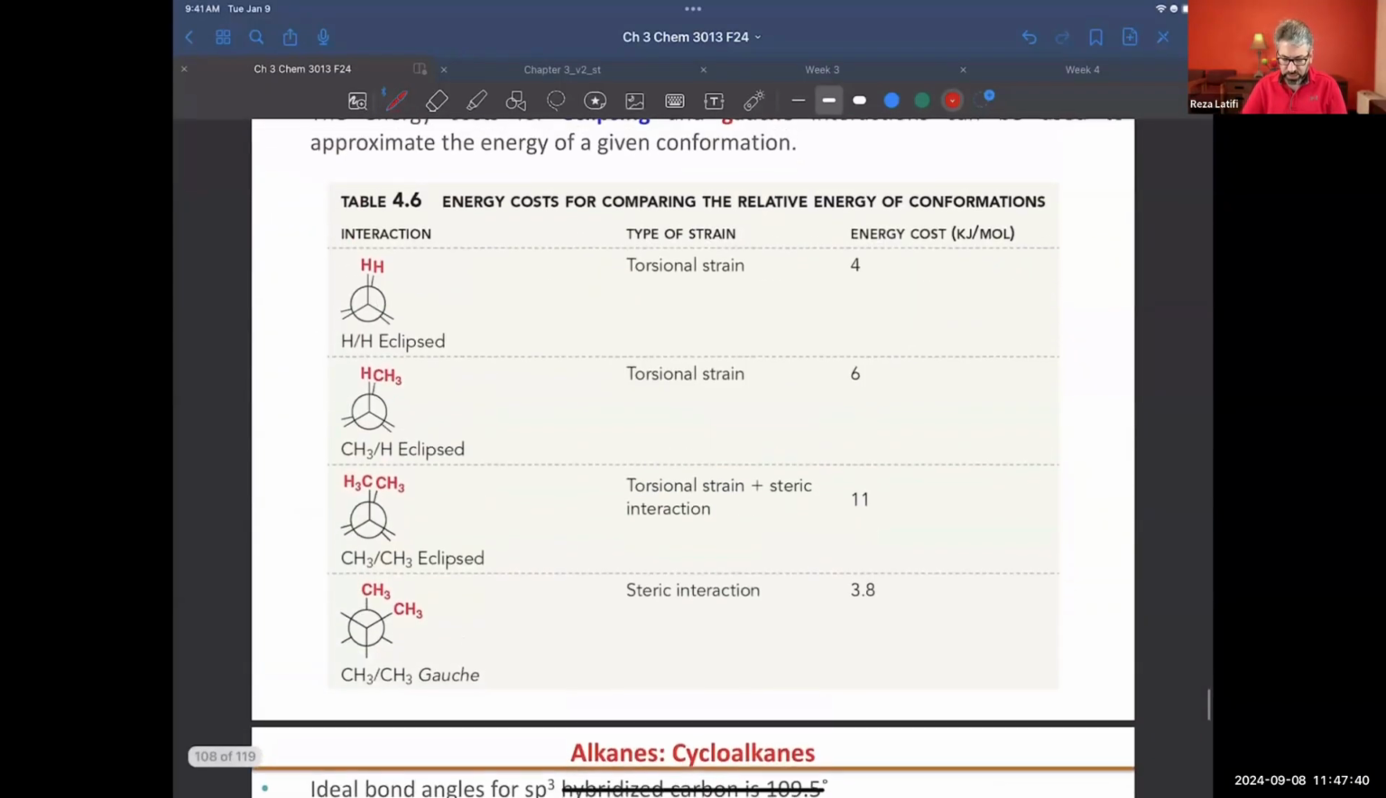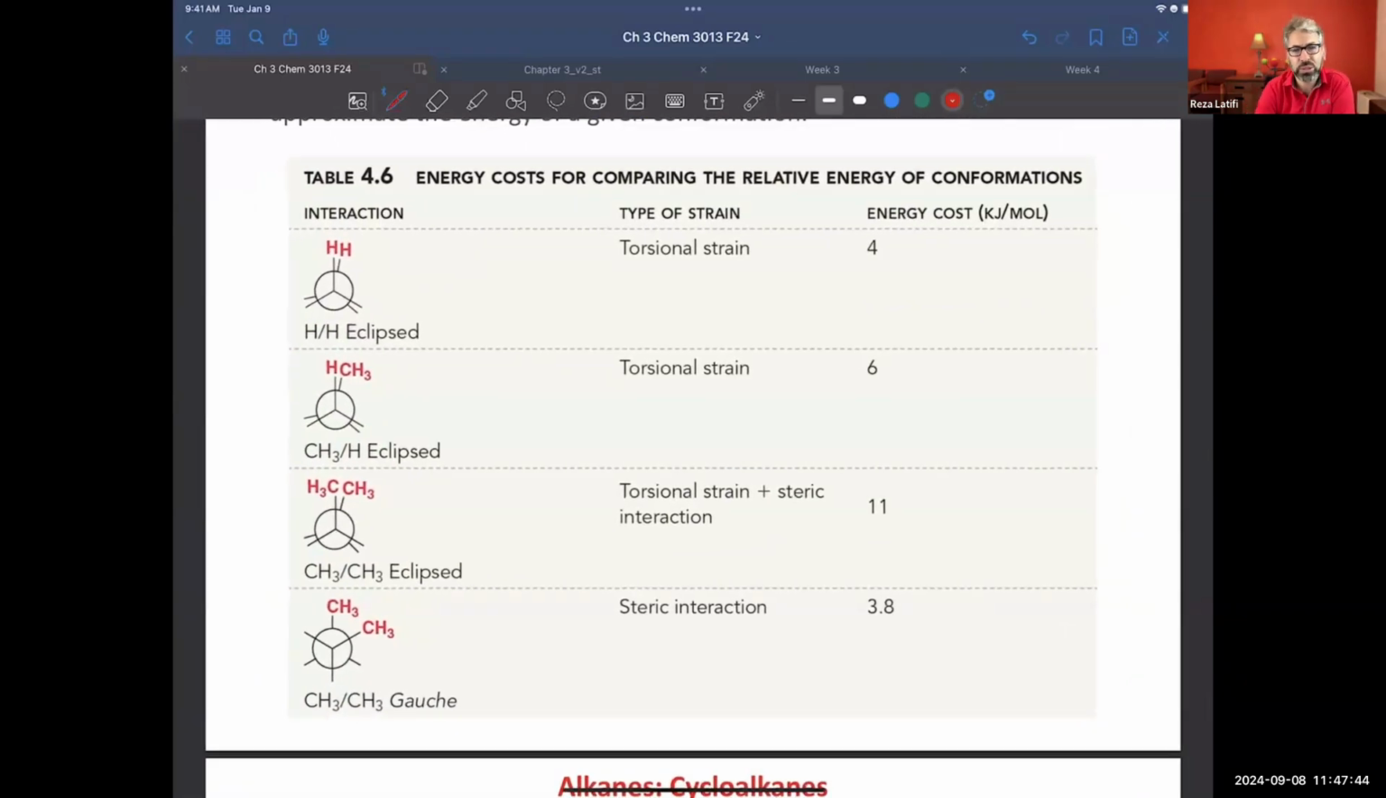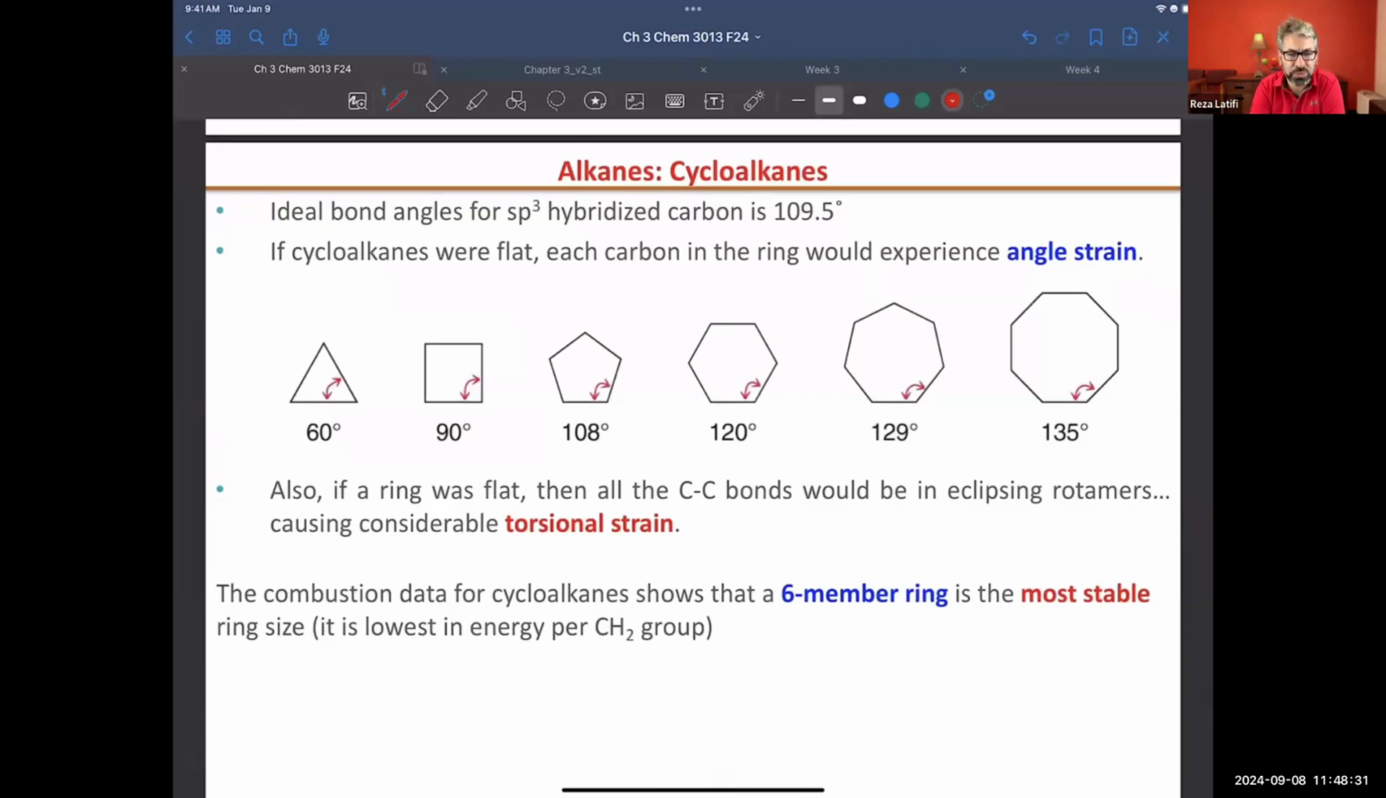Okay, so back to the strains that we talked about. Whenever you have two hydrogens facing each other, the system will be unstable by 4 kilojoule. And if you replace the hydrogen by a bulky group like methyl, it will go up by 6. If you have two methyls facing each other, it will go up by 11. And if you have two methyls in a gauche position, this time we will have just a steric effect. Theta is 60. All the previous ones, theta was 0. That means they were in eclipse condition. The last one is not in eclipse condition, it is in gauche condition, and the system will be unstable by 3.8 kilojoule. So I covered all the types of strain that we are dealing with.